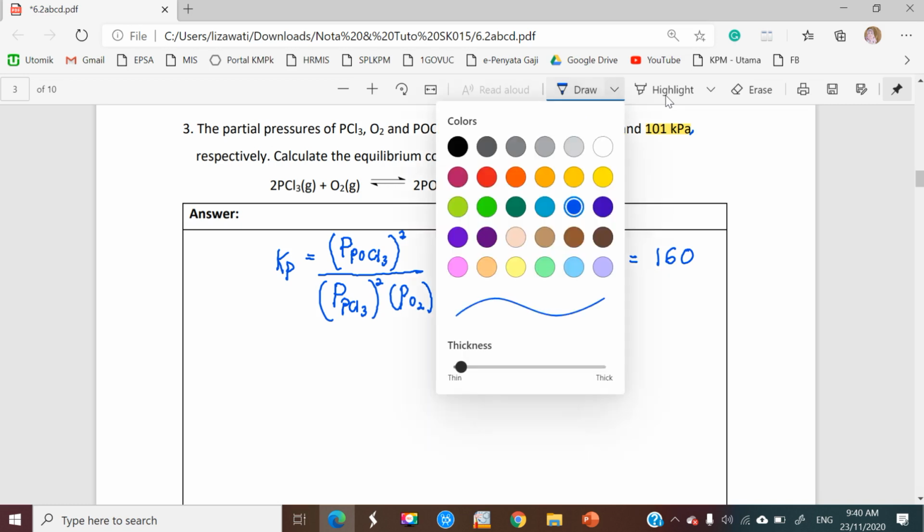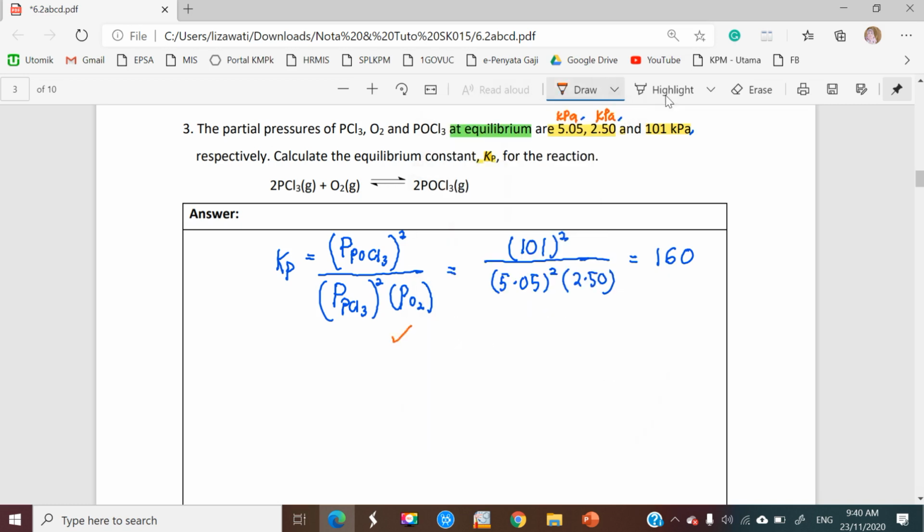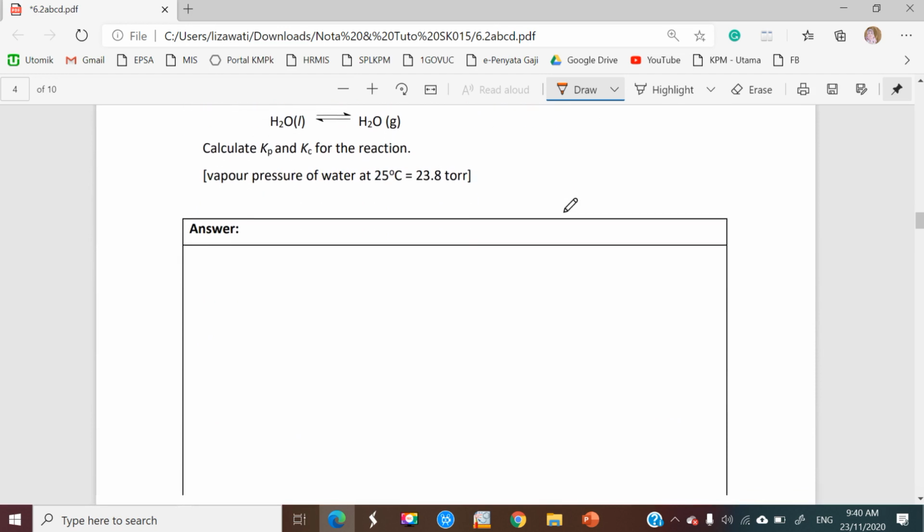How many marks can you get here from this calculation? First is the Kp expression, then the substitution and final answer with no unit. Maximum 3 marks. Alright, next, question number 4.